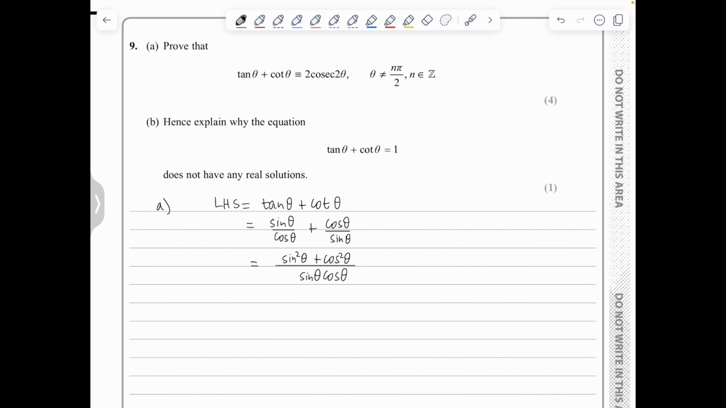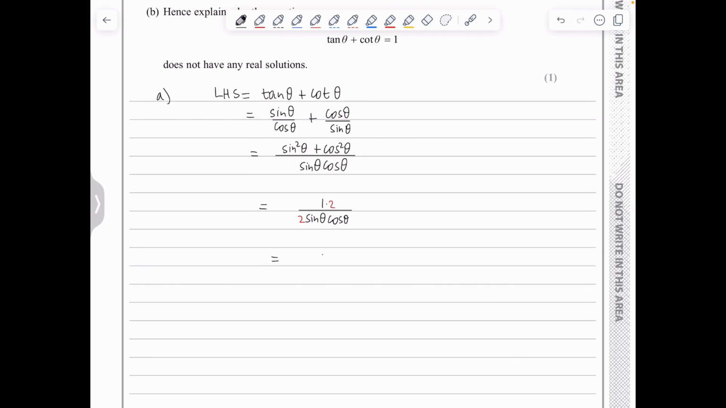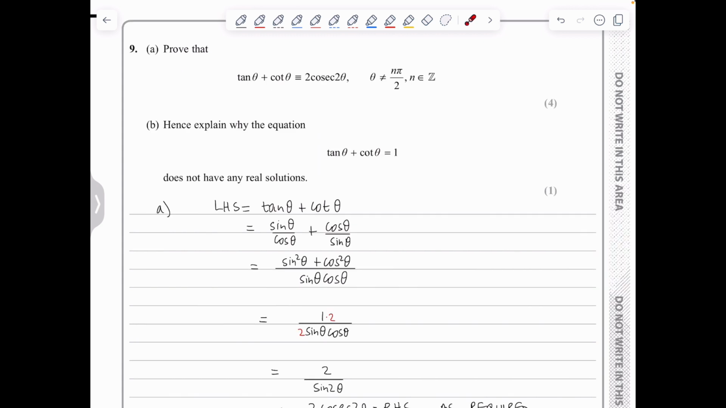So we do know that sine squared plus cos squared is 1. So this leads to 1 over sine theta cos theta. And we do know that the double angle formula for sine is 2 sine theta cos theta for sine 2 theta. So I will multiply top and bottom by 2 in order to see the denominator becoming sine 2 theta. So it's 2 over sine 2 theta, which is of course 2 cosec 2 theta, which is the right-hand side as required.